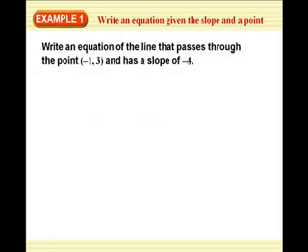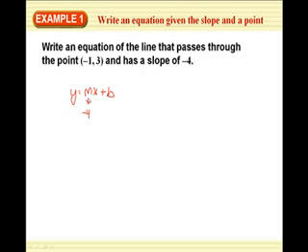Here we go. Write an equation of the line that passes through point (-1, 3) and has a slope of -4. So we're still writing equations in slope-intercept form. Okay, and let's just substitute in what we know. It has a slope of -4, so we put in -4 right there where the m is. Okay, and that's all as far as that goes.